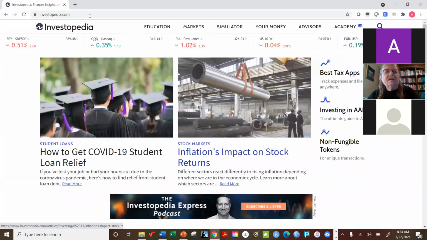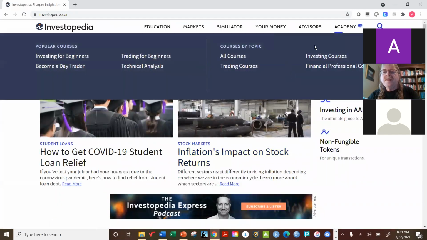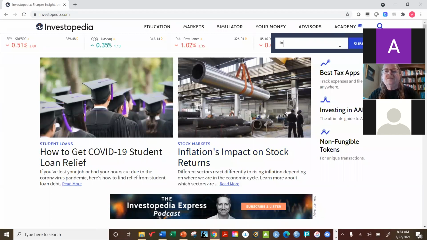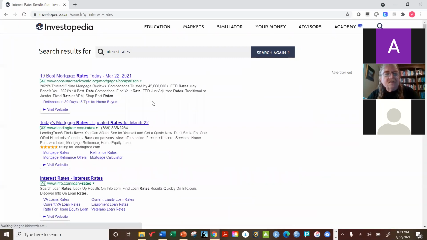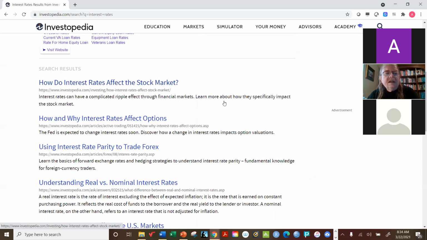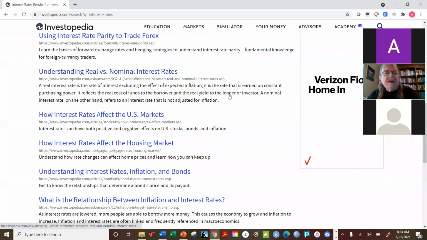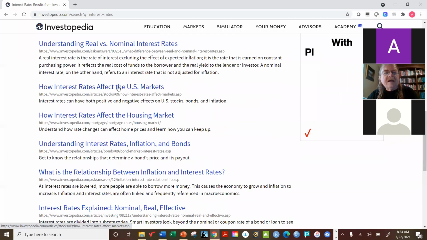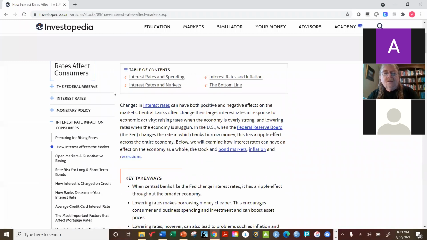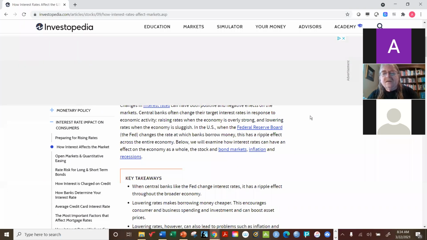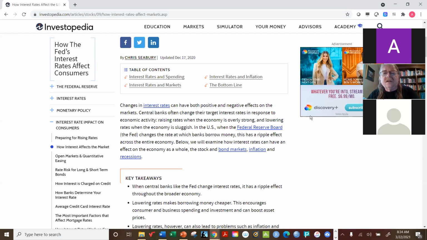But let's say that you decided you wanted to know more about interest rates. You go to Investopedia and say, tell me more about interest rates. It'll come up with all kinds of excellent articles that you can read, and that will help you understand more about what we're doing here. For example, how interest rates affect the US markets. That's an important detail. Again, like I said before, this is something you'd normally study in an economics class rather than a math class, but at some point it will be interesting and useful to you to have a better feel for how interest rates affect the economy.